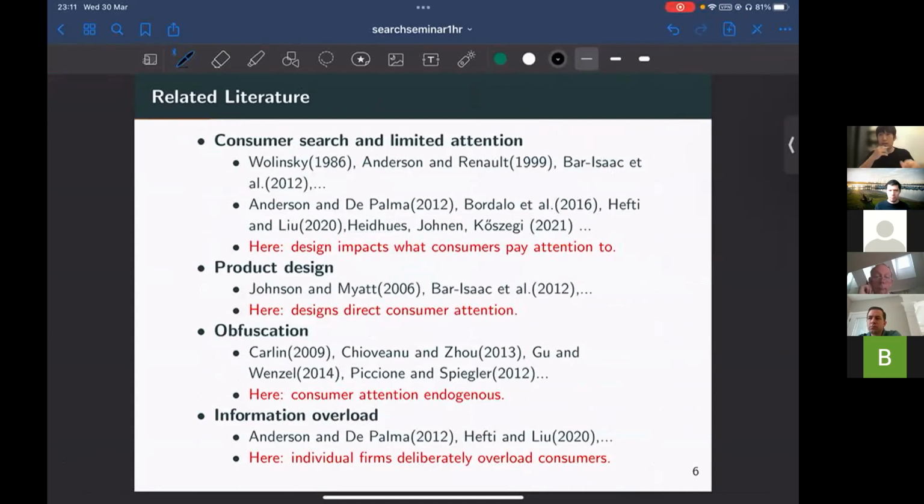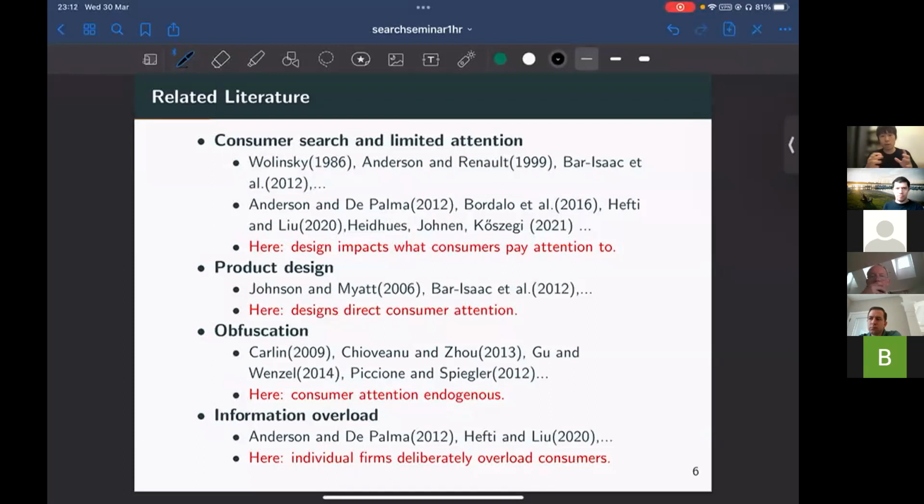So this is the related literature. I'm just going to go through it very quickly. It relates to four strands of literature. The first, of course, is consumer search, given we are in a consumer search seminar. Definitely, this paper will look at how design impacts what consumers pay attention to. So not only how they search for one product and the other, but also what type of information they search about.